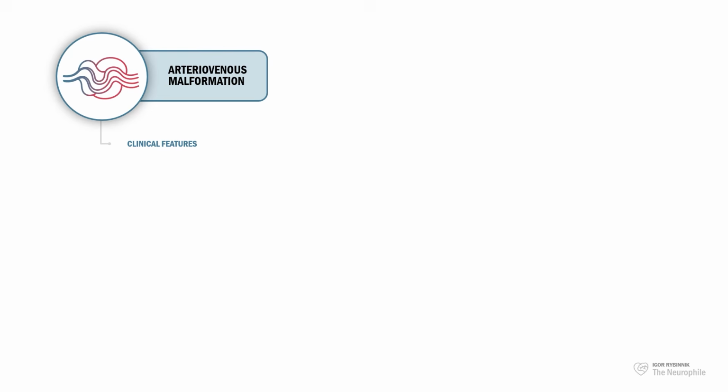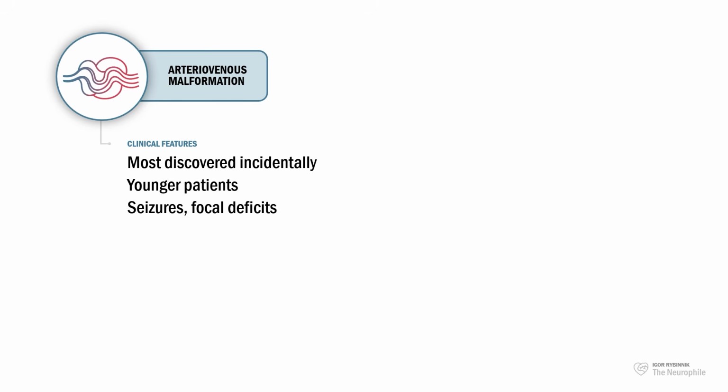Next, let's talk about arteriovenous malformations. AVMs are often found incidentally on imaging. When they do rupture and bleed, it usually happens in younger patients. Rarely, AVMs can cause irritation and edema in the cortex, leading to seizures or focal neurological deficits.